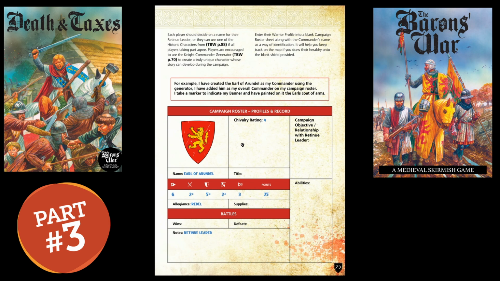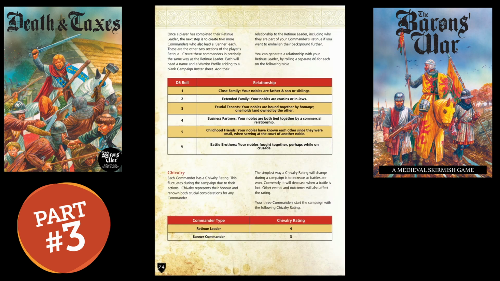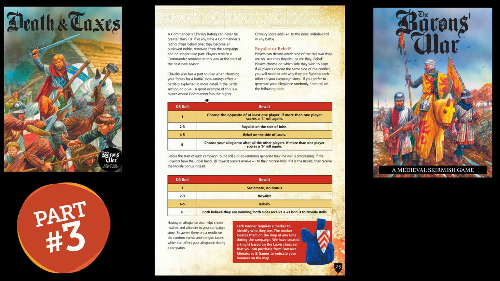That's very important for the campaign. It shows you the example, it really explains it to you. And here is the relationship. You can generate a relationship between you and your retinue leader. So you are making a campaign, you're not the retinue leader, but you're the campaign leader, and you have a relationship. So if you roll a 3, for example, here we see you are a feudal tenant. Your nobles are bound together by homage. One holds land owned by the other.